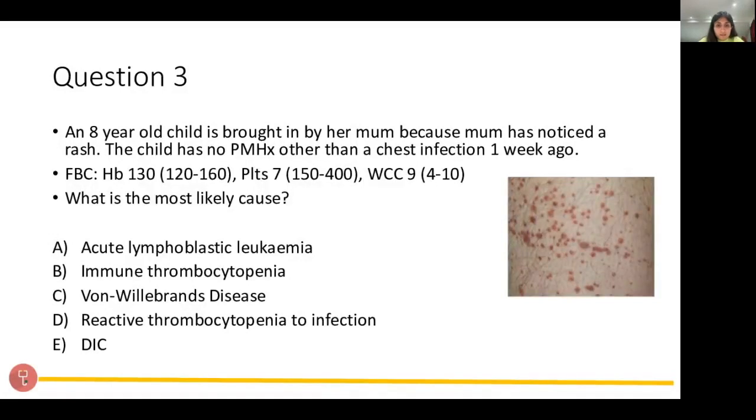Next question. So in this question, we've got an 8-year-old child brought in by her mum because the mum has noticed this rash that you can see in the photo. There's no past medical history other than a chest infection 1 week ago. You can see the full blood count there. Everything is normal other than her platelets are very low at 7. What's the most likely cause?